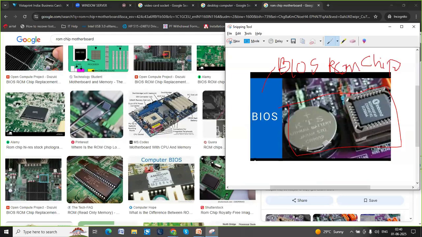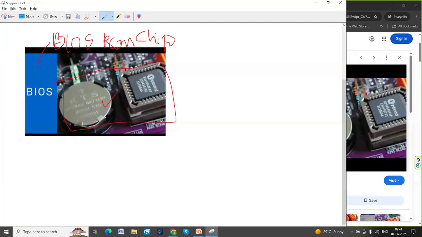BIOS ROM chip will work only with the help of this small CMOS cell. If this cell is removed, this ROM chip doesn't work. If the ROM chip doesn't work, your computer doesn't start. This is the funda. Why is it called the BIOS ROM chip? ROM, this is the chip.